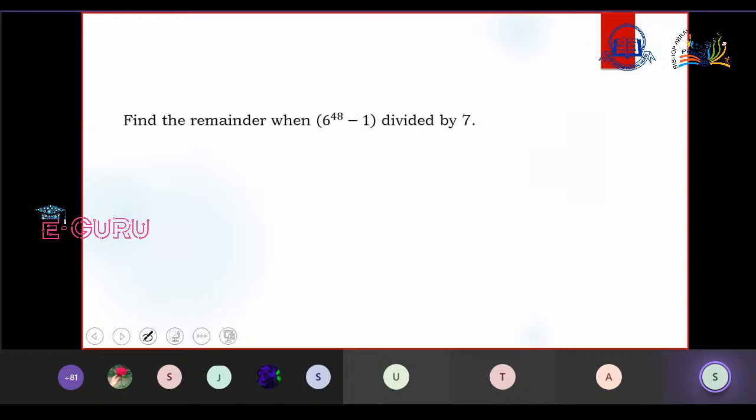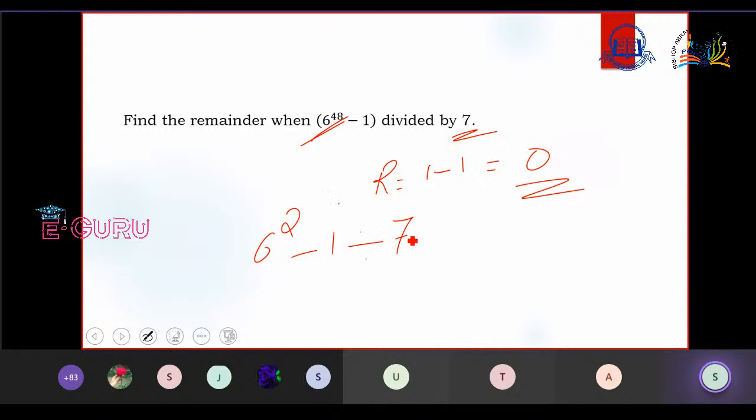Next question. 6 raised to 48 minus 1 divided by 7. Again 6 raised to 48 divided by 7, remainder is 1, and 1 minus 1 means 0. So the remainder will be 0. Let's do this with a small example. 6 square minus 1 divided by 7. We know that 6 square is 36. So 36 minus 1 is 35. 35 divided by 7, the remainder is 0, right?